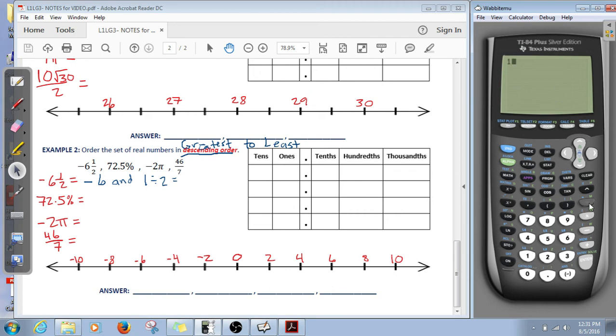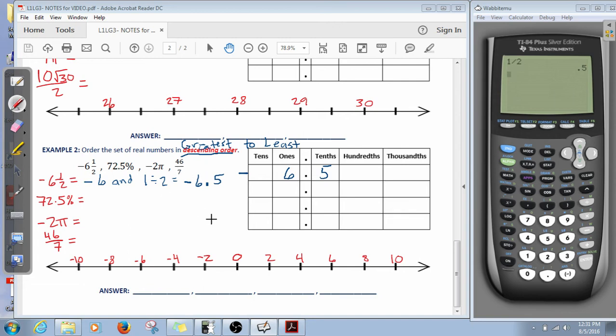So I'm going to do the 1 divided by 2 part. That is 5/10. So then I can just put it all together. And -6 1/2 would be -6, and as the decimal, 0.5. -6.5. So I'm going to put my first one in here, -6 5/10.